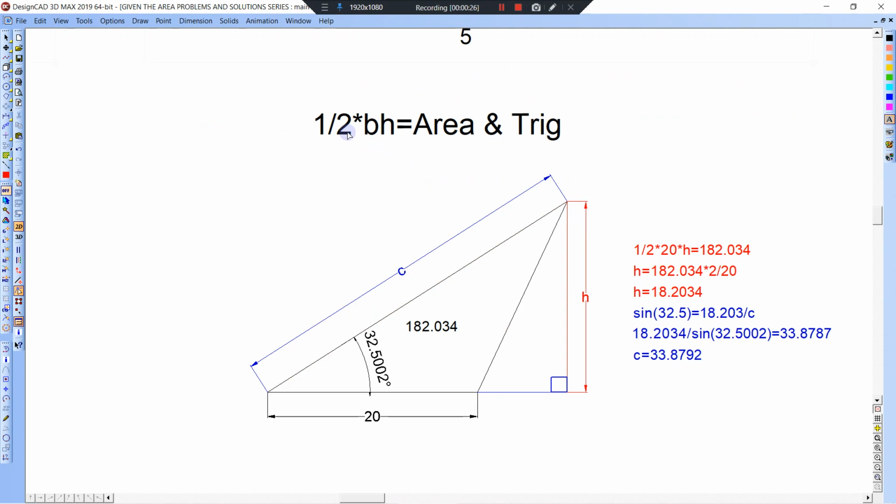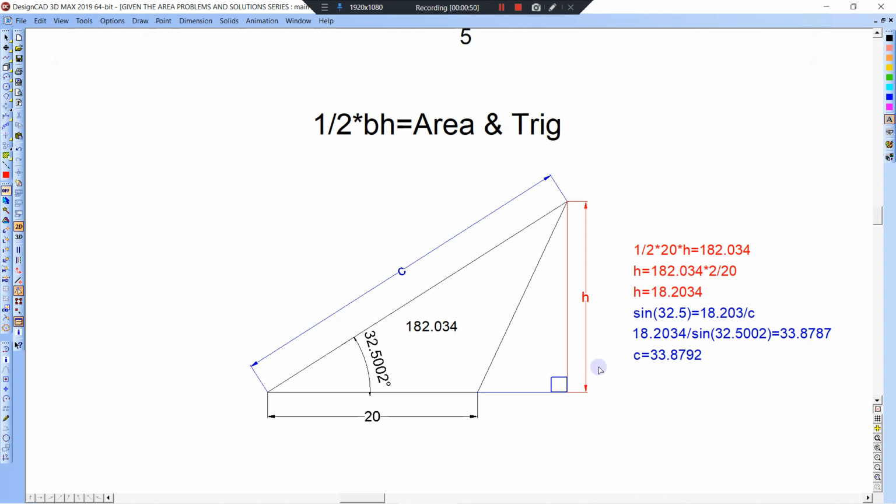This is the formula that we have. First you're going to see what we have. We have 1/2 as the constant. We have B. H is an unknown. We don't know this because we're working with the big triangle. So again, it's always about creating right triangles if you can. And then the area, we have that. So we have to solve for H, and we can do that pretty easily.